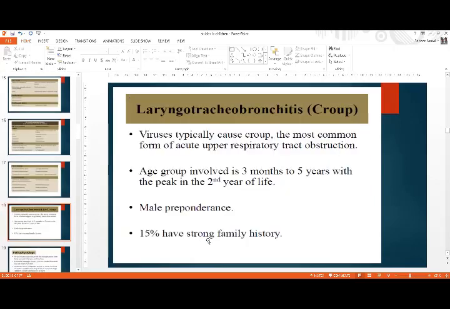Now I am going to discuss with you the commonest causes of stridor in children. The first I will discuss is laryngotracheobronchitis, or croup. This is a viral illness, and it is the most common cause of upper respiratory tract obstruction. The most common age group is 3 to 5 years, with the peak being the second year of life. It is more common in males, and 15% have a strong family history.